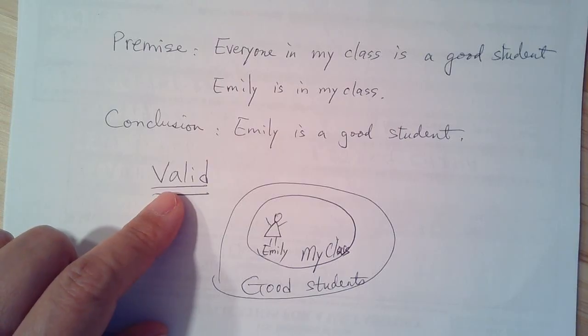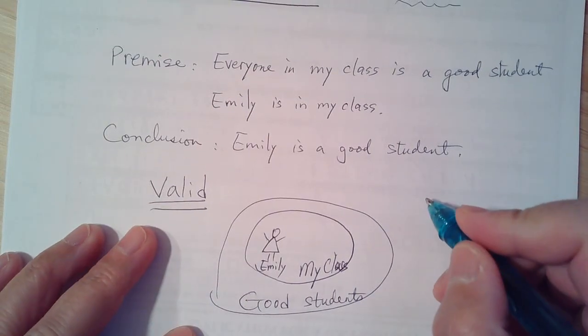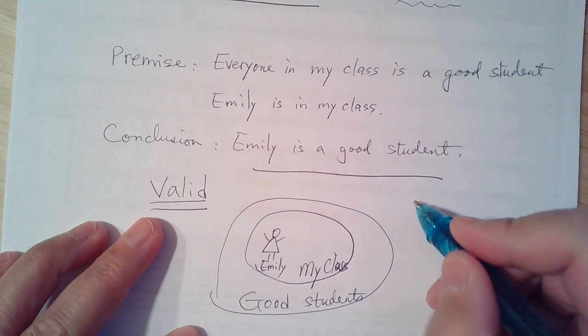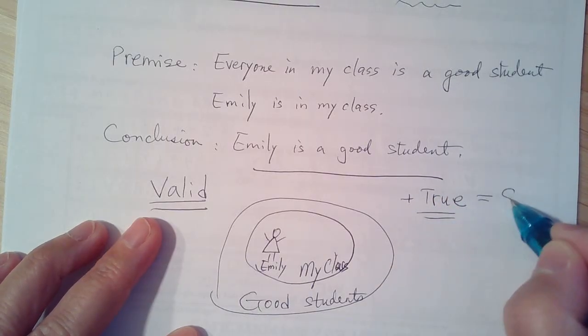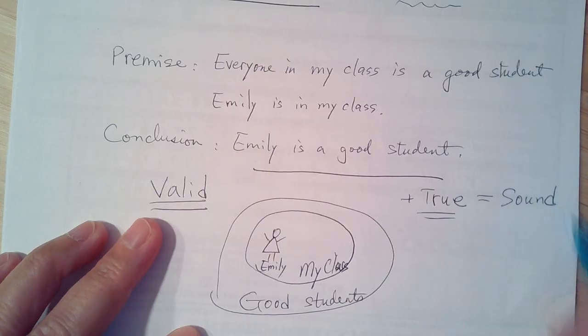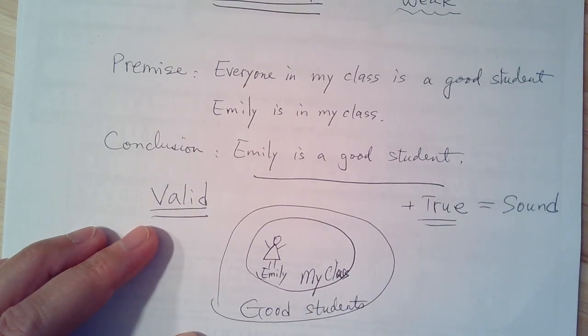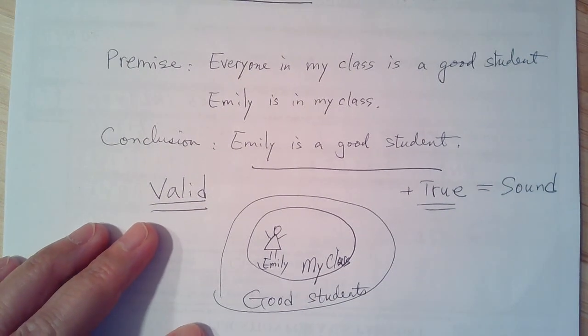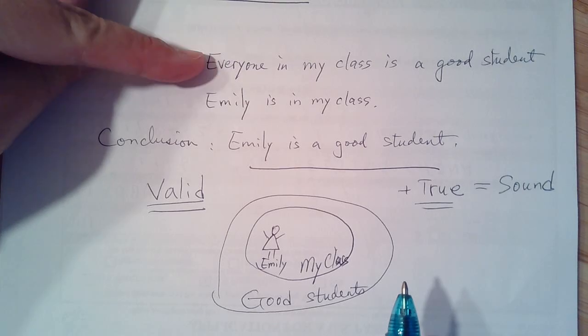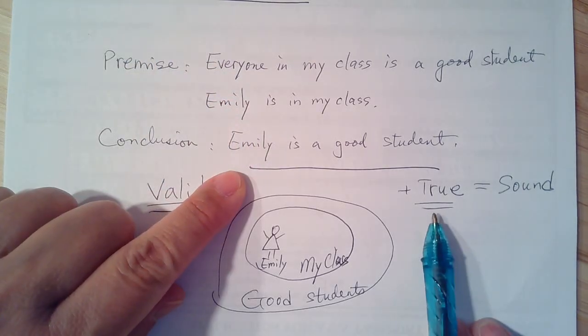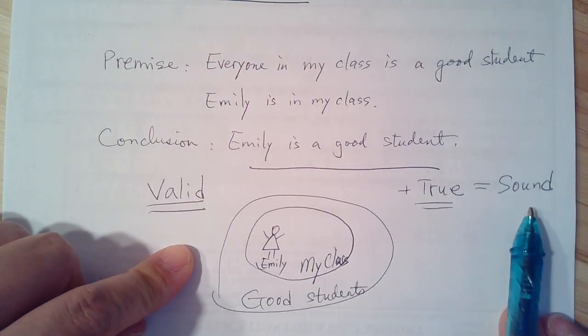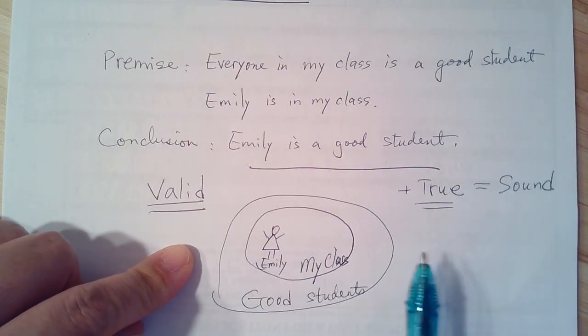Valid means logically true. If a statement is valid plus true, meaning correct, then that becomes a sound argument. Okay, what does that mean? That means here's true, this is true. Emily is a good student, and that's a sound statement or sound argument.